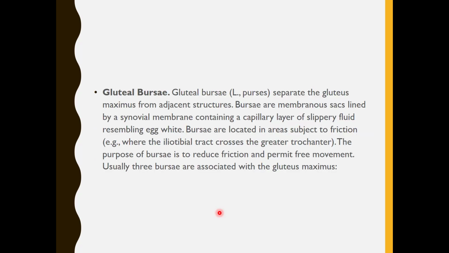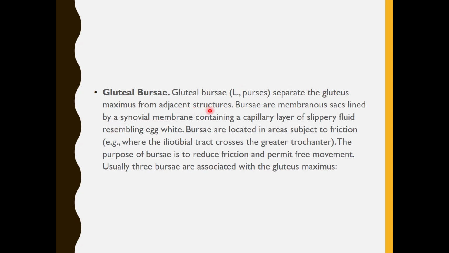There are three bursas around the gluteal muscles or the gluteus maximus muscle. See here, gluteal bursa. Bursa is a Latin word that comes from bursa, meaning purse. Bursae separate the gluteus maximus muscle from adjacent structures.